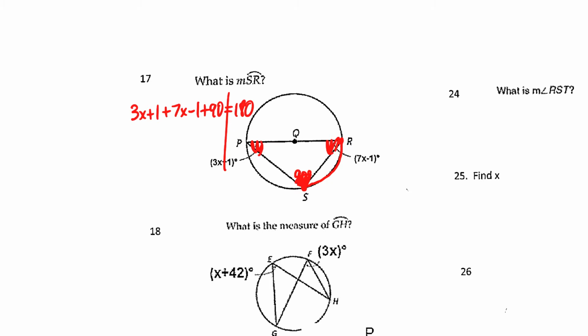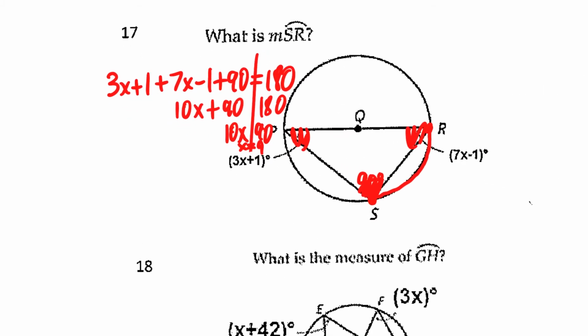And then just combine like terms and solve. So we get 10x, and then 1, negative 1, and 90 make what? 90 equals 180. Subtract 90 from both sides. 10x equals 90, which means x equals 9.